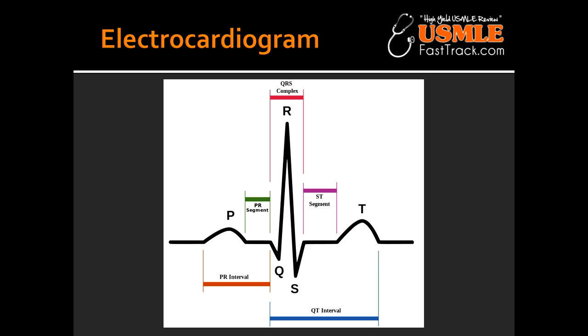What is the QRS complex? The QRS complex is ventricular depolarization. How long does the QRS complex last? The QRS complex lasts less than 120 milliseconds. What is the QT interval? The QT interval is the mechanical contraction of the ventricles. What is the T wave? The T wave is the ventricular repolarization.